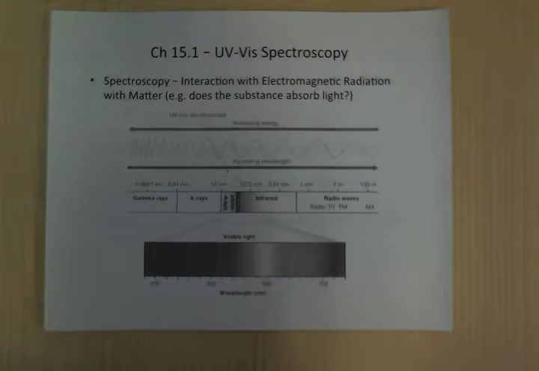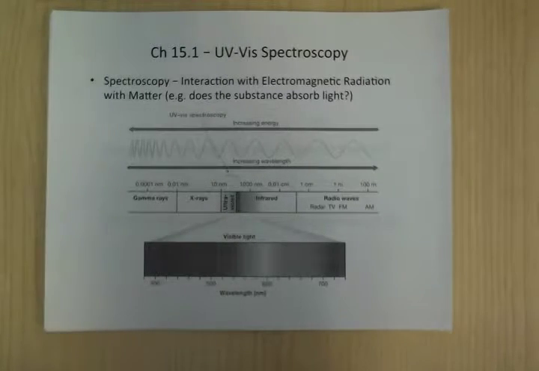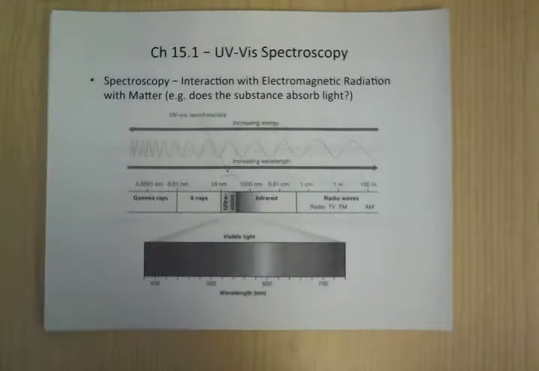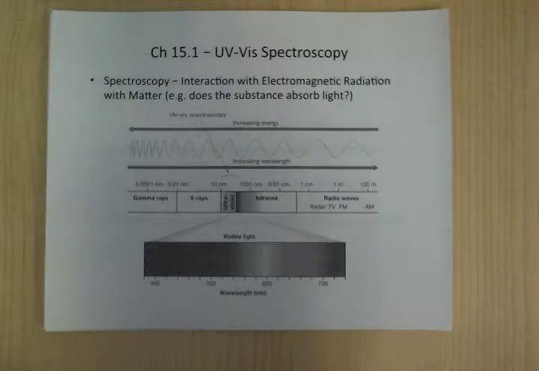Okay, so we've skipped ahead here to chapter 15. These chapters are going to be dealing with spectroscopy, specifically UV-vis spectroscopy, and then infrared spectroscopy at the end, which is used to identify functional groups.